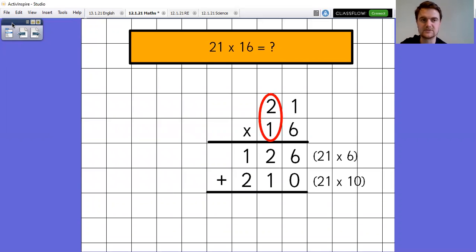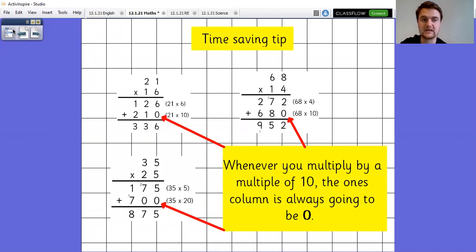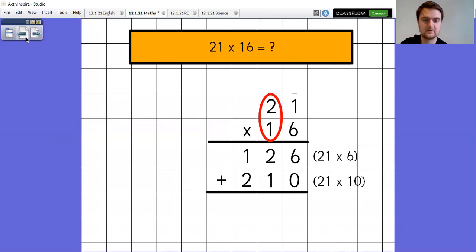Now I add those two together. 6 plus 0 is 6. 2 plus 1 is 3. 1 plus 2 is 3. So my answer is 336.